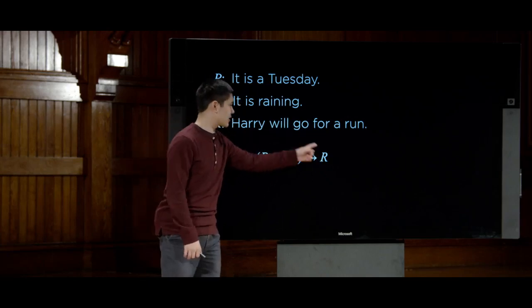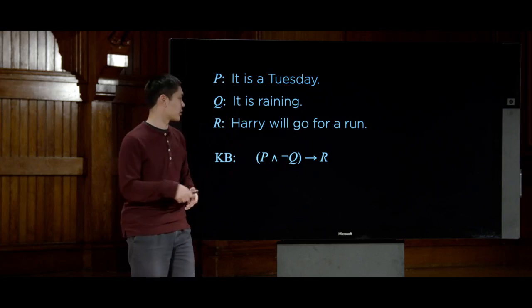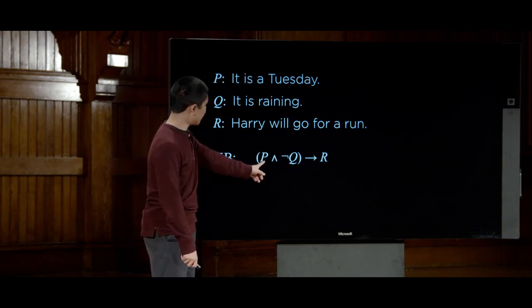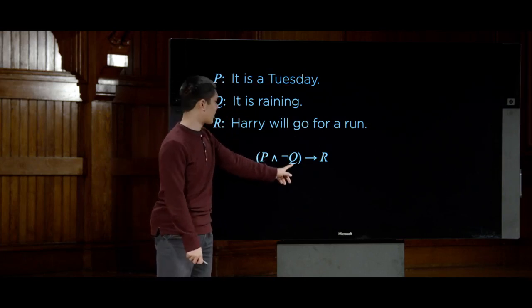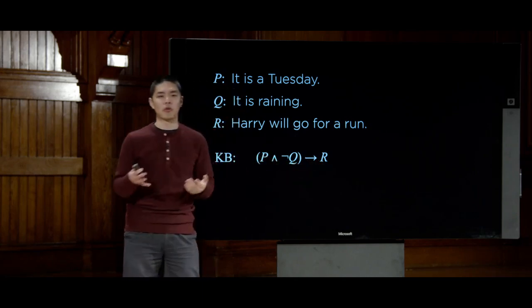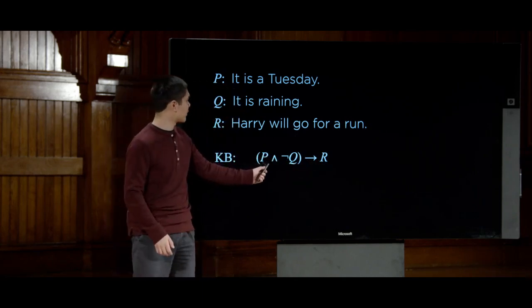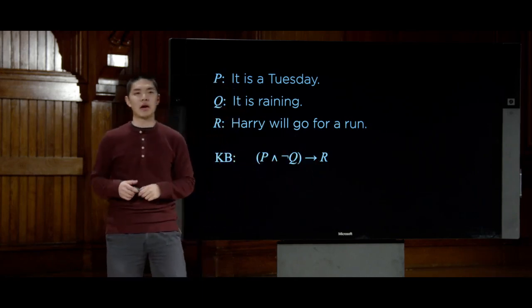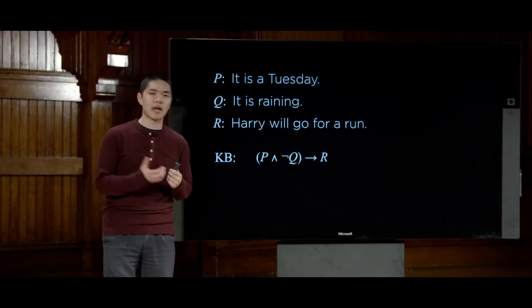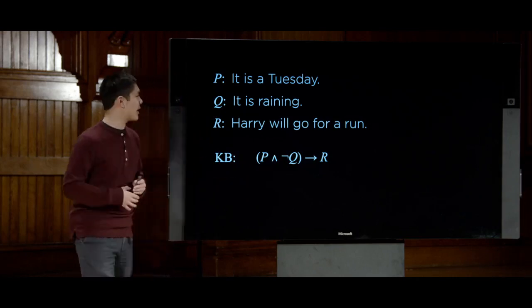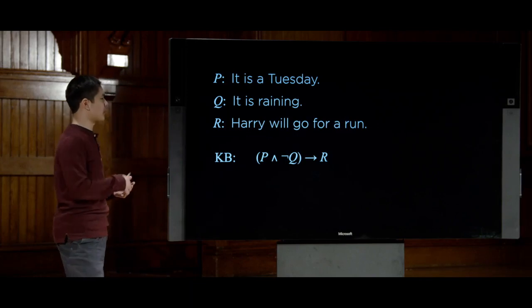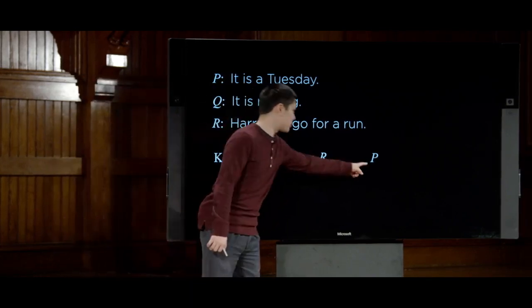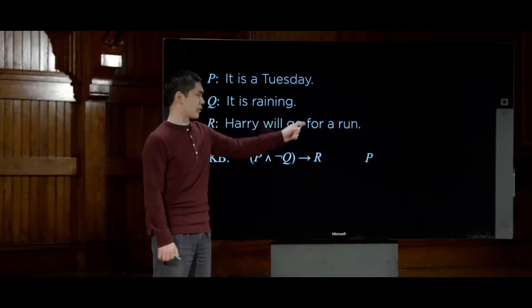So the way to read this entire sentence, in human natural language at least, is if it is a Tuesday and it is not raining, then Harry will go for a run. So if it is a Tuesday and it is not raining, then Harry will go for a run. And that is now inside of our knowledge base. And let's now imagine that our knowledge base has two other pieces of information as well. It has information that P is true, that it is a Tuesday.